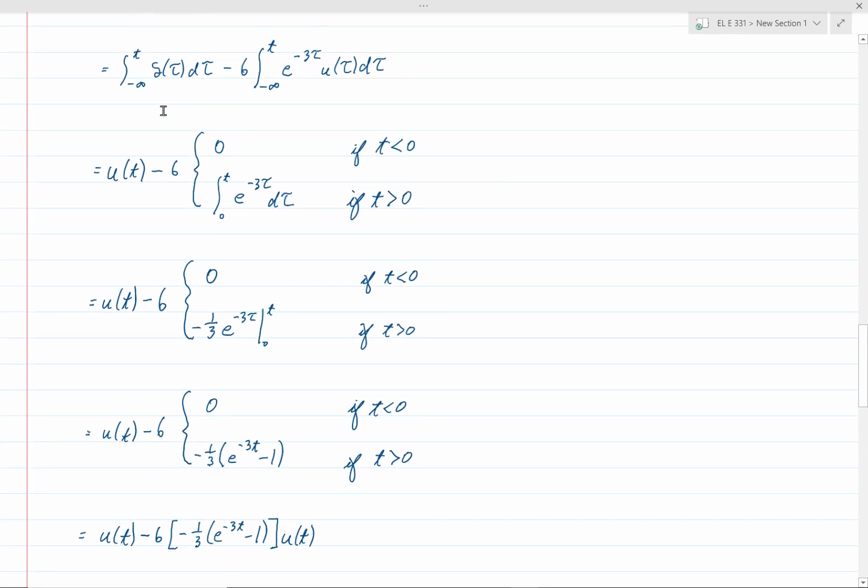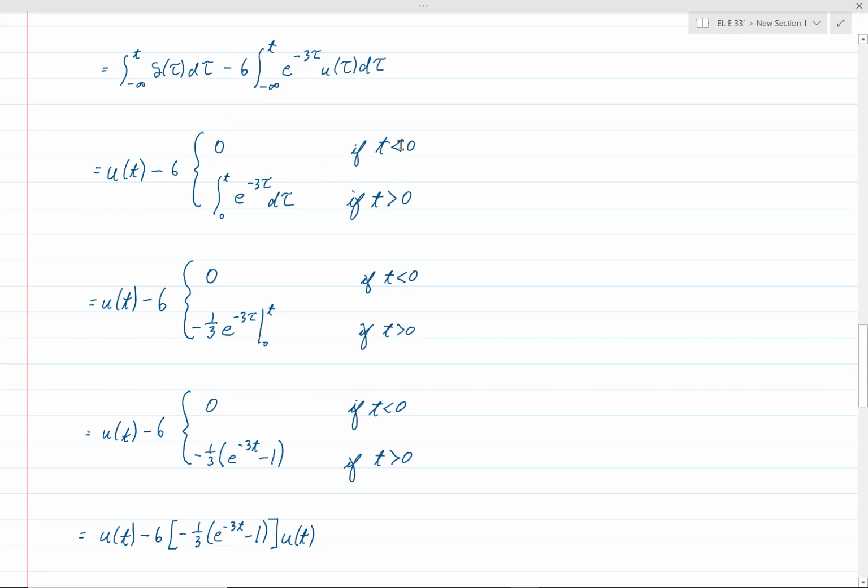Now, we know that the integral from negative infinity to t of delta of tau d tau is u of t. That's just automatic. That's something we've learned, and I hope that you feel comfortable with that. Just the integral of the delta function is u, the integral of u is r. Okay, I'll put in this minus 6, and then for this integral, we'll look at two cases.